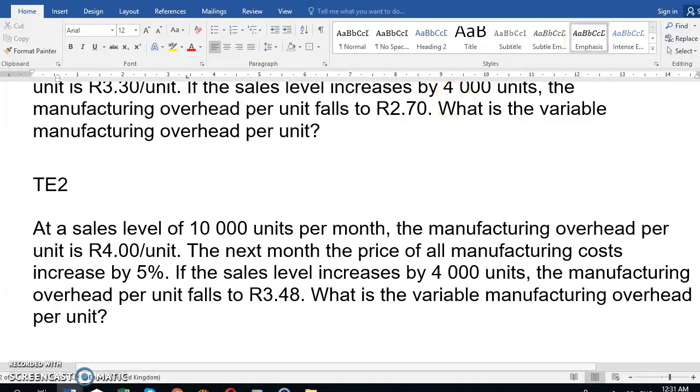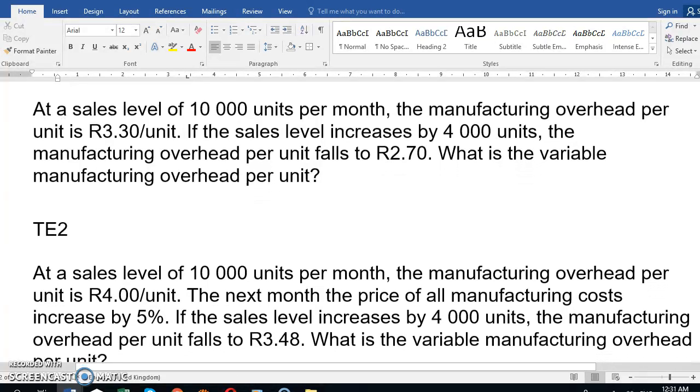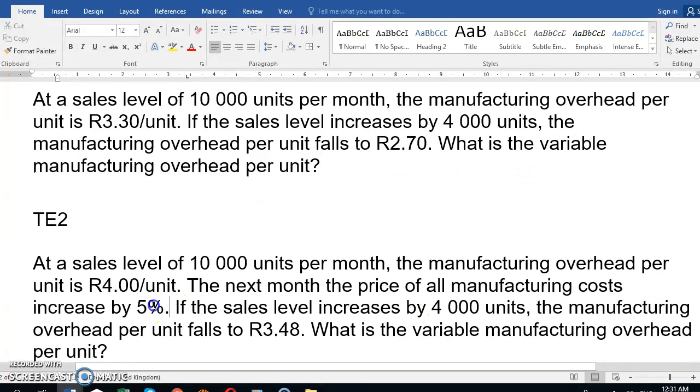So essentially the same example as technical exercise number 1. The biggest difference is that there is an extra 5% increase. So in other words, one month you have activity at 10,000 units, 4 Rand a unit. Then the next month there's an inflation which applies to all manufacturing costs. So this is essentially telling you that it applies to variable and fixed costs.